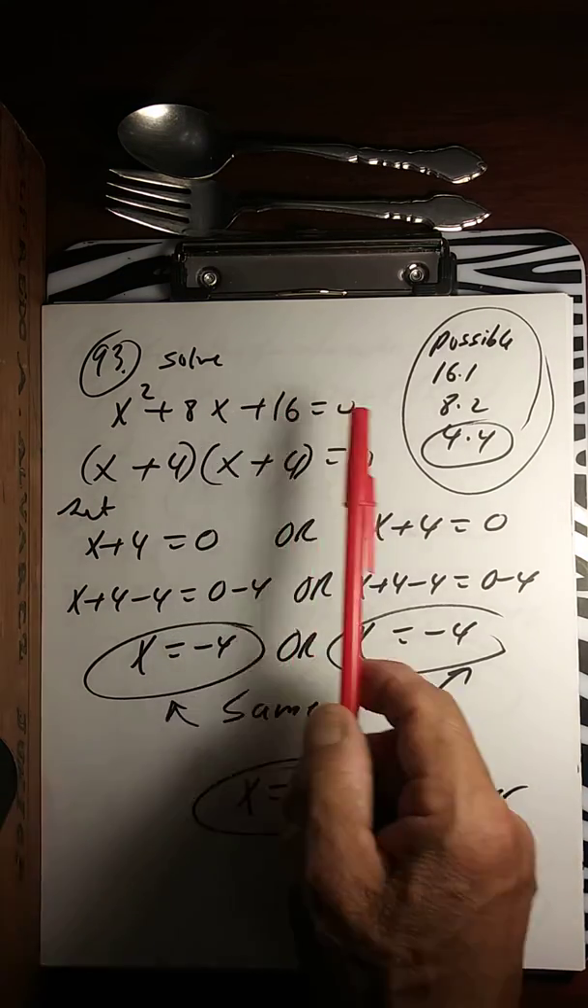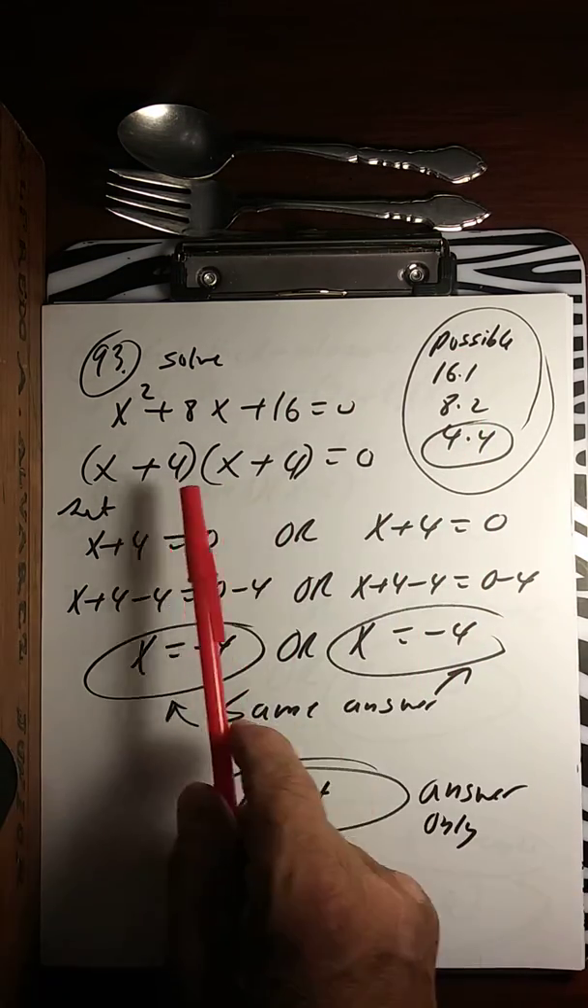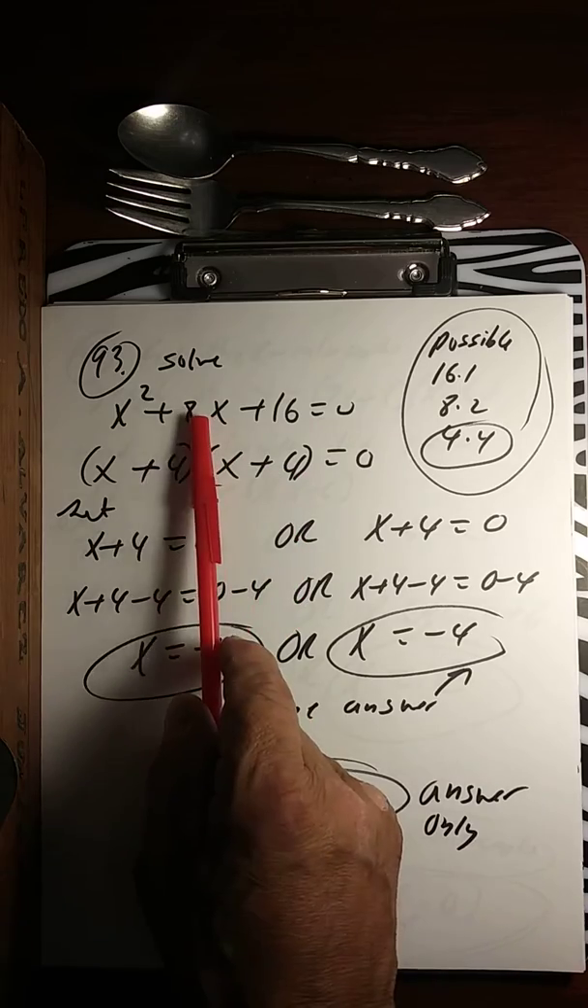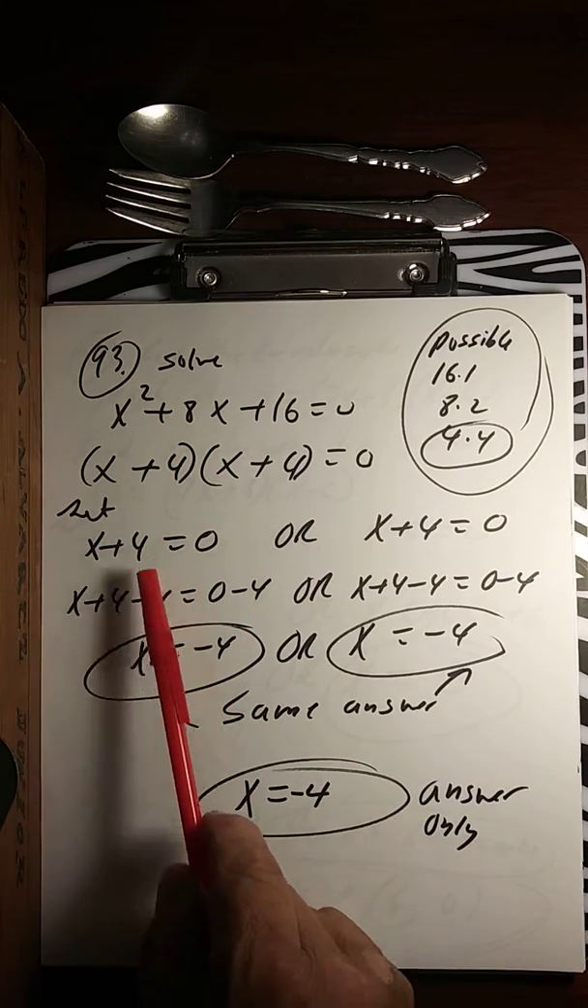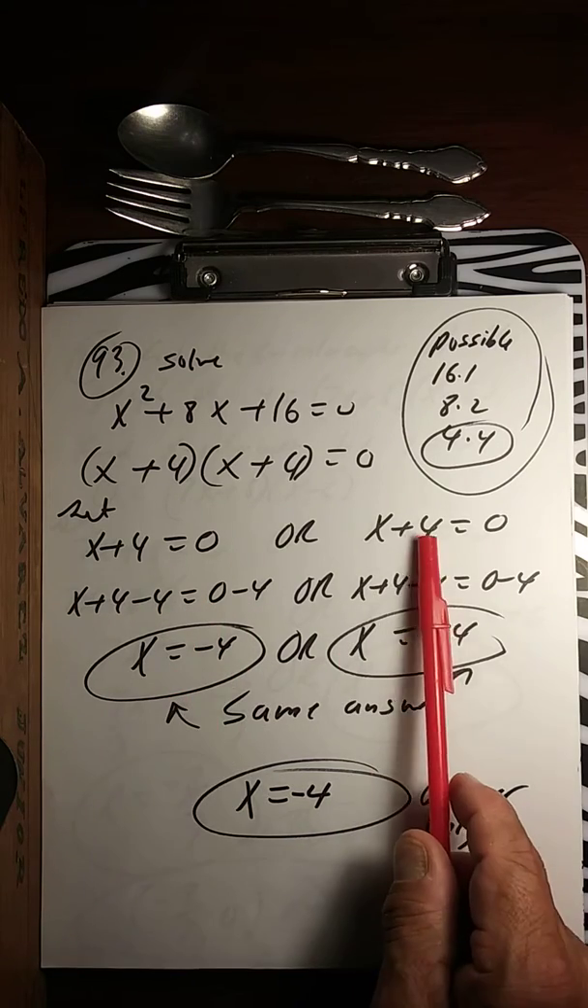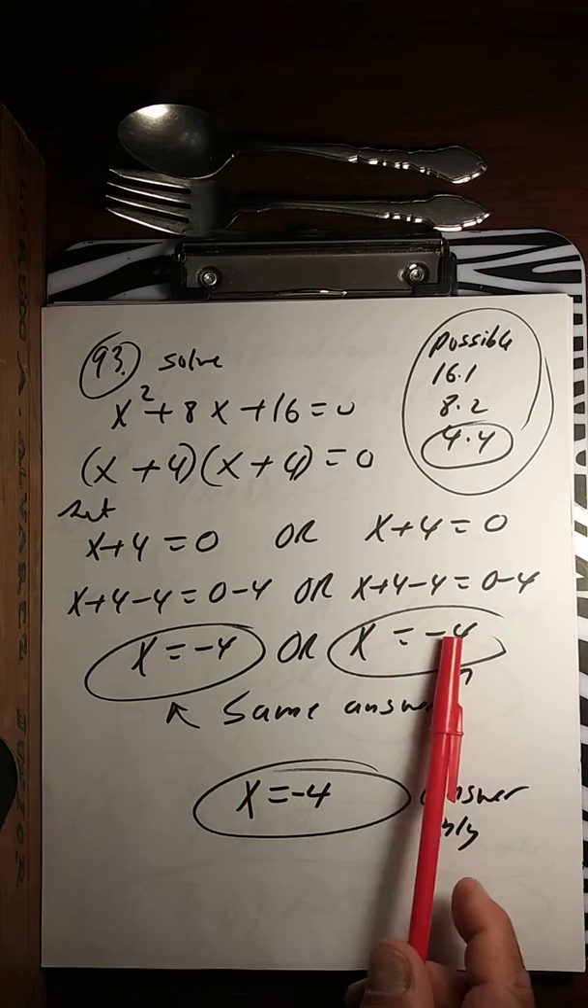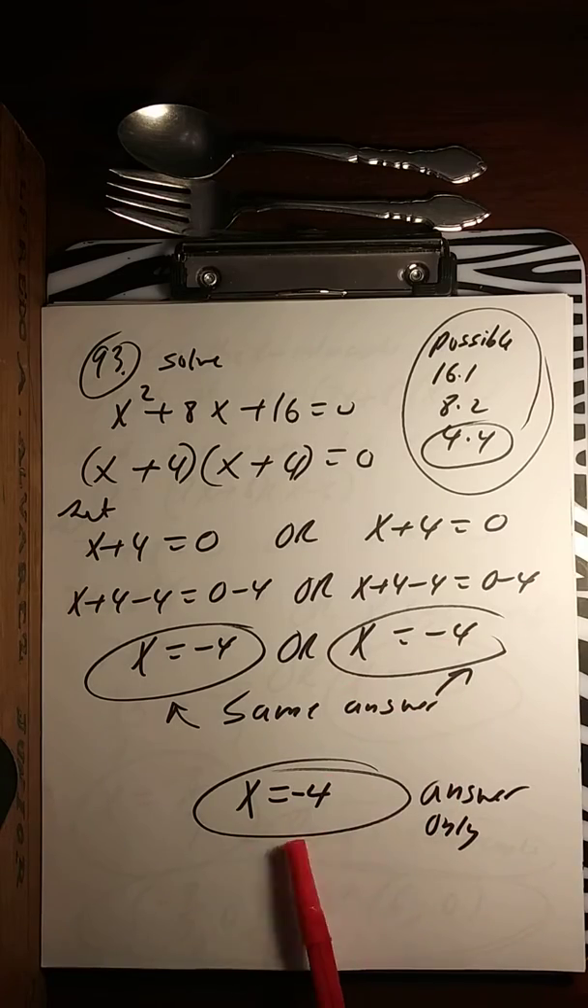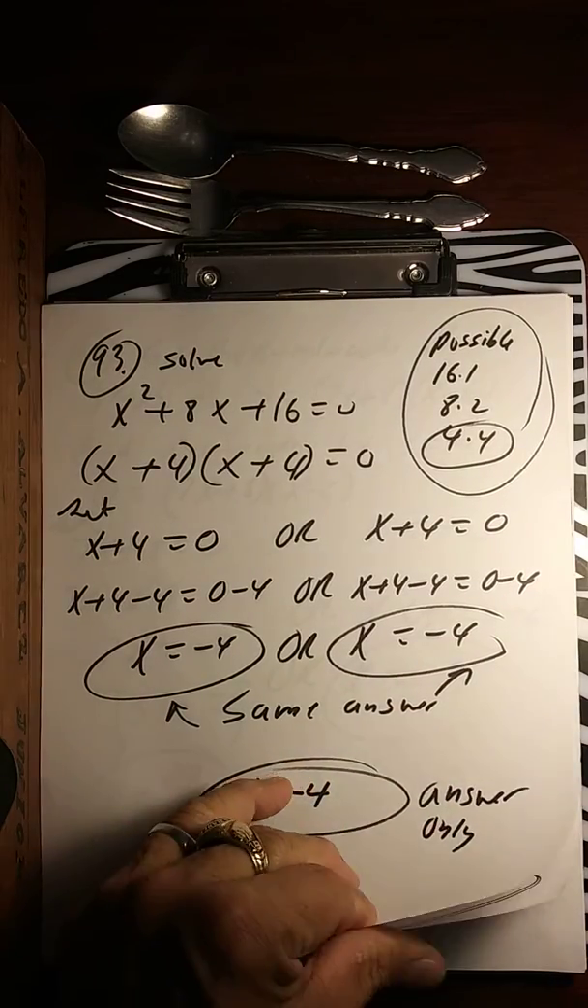x squared plus 8x plus 16, we're going to try all these numbers. Try 4 times 4 is 16, 4 and 4 together is 8, and x squared. So x plus 4 equals 0, x plus 4 equals 0, minus 4, so x is negative 4. Negative 4 and negative 4 are the same answer, we just write it down one time. x is negative 4.